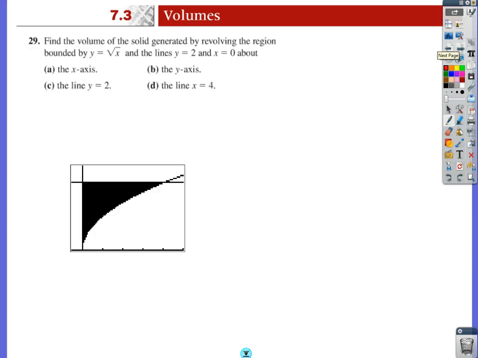I'm going to do all of 29 here, and it says find the volume of the solid generated by revolving the region bound by y equals square root of x and the lines y equals 2 and x equals 0. Okay, so I drew up my lines right here. Here's my y equals 2. Here's my y equals the square root of x. And x equals 0 is the y-axis. And that's the region that was shaded or bounded by that.